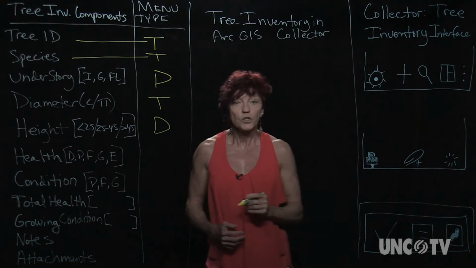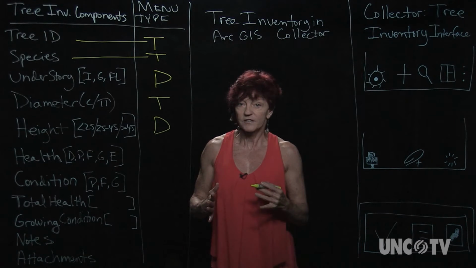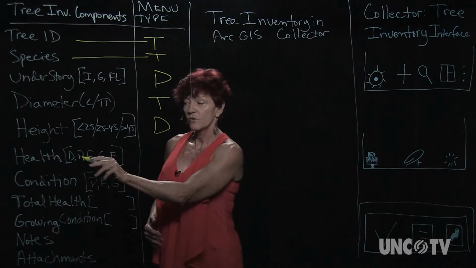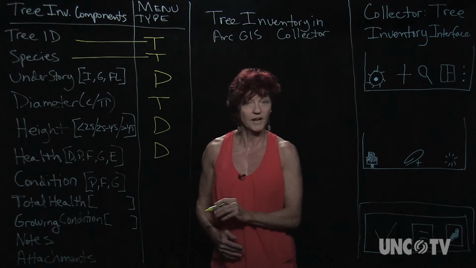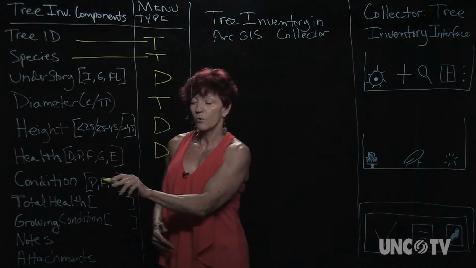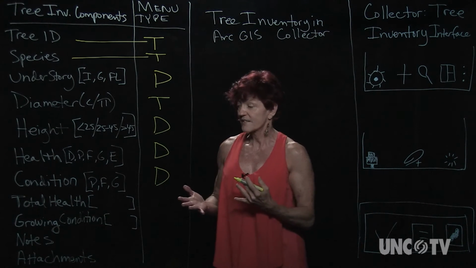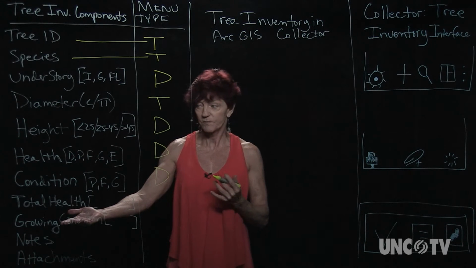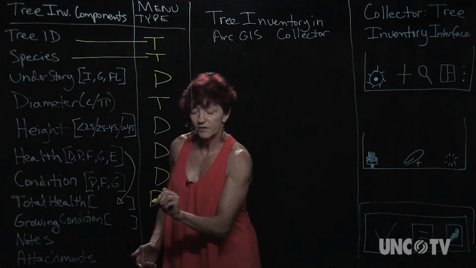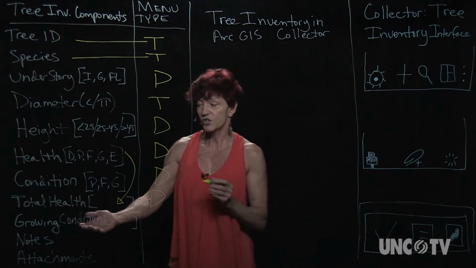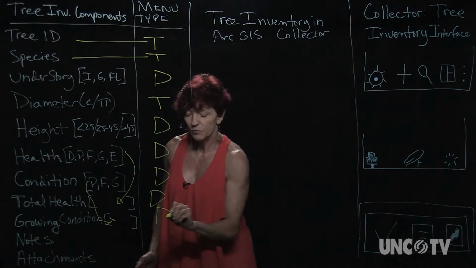For health and condition, you have your inventory sheet where you go through a list of items about your tree and come up with a sum total score indicating whether the health is dead, poor, fair, good, or excellent, indicated with a drop-down menu. The condition, is it poor, fair, or good? Also a drop-down menu. Then you will assess the total health and the growing conditions of the tree. Total health uses the same menu items as health, indicated with a drop-down menu. And growing condition, same items as the condition, indicated with a drop-down menu.